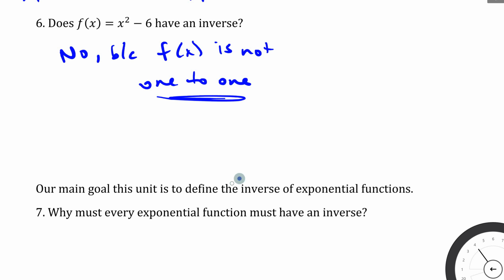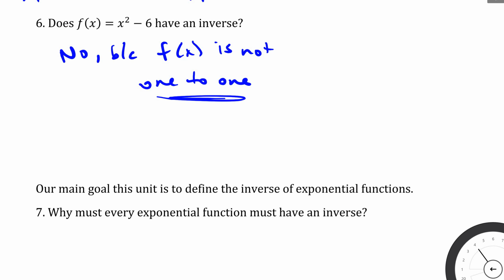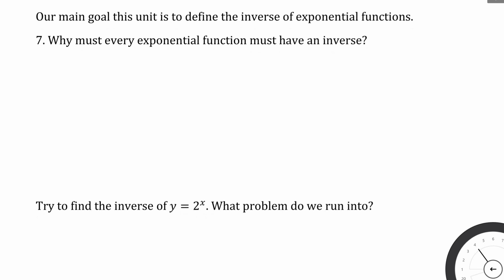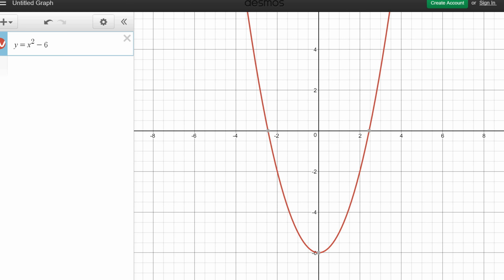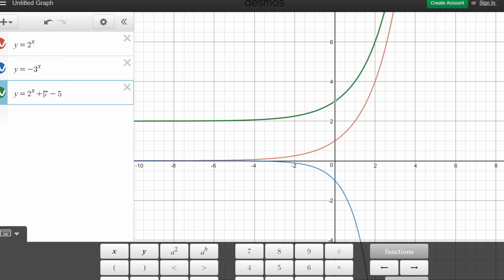Now, everything that we've done over the first 2 lessons of this chapter is really us trying to figure out whether or not we can find inverses of exponential functions. Essentially, this next chapter is an extension of the exponents unit we just finished. So question 7 says, why must every exponential function have an inverse? So if we look at a couple exponential functions, so I graphed just the basic one like 2 to the x, that's the red curve, negative 3 to the x, so I reflected it, and then I gave you a kind of crazy looking one here.